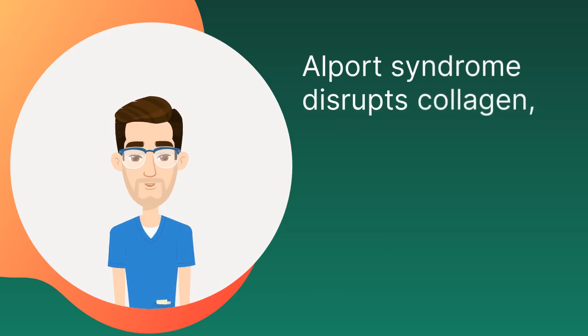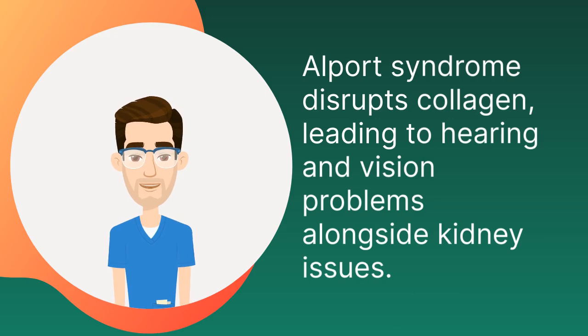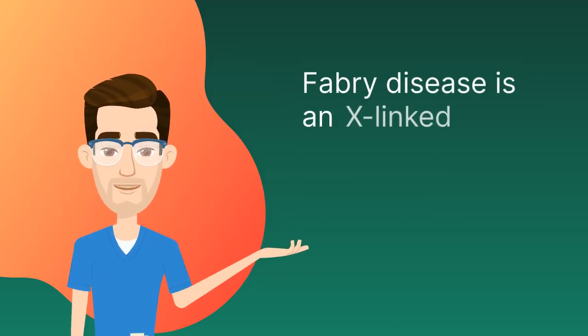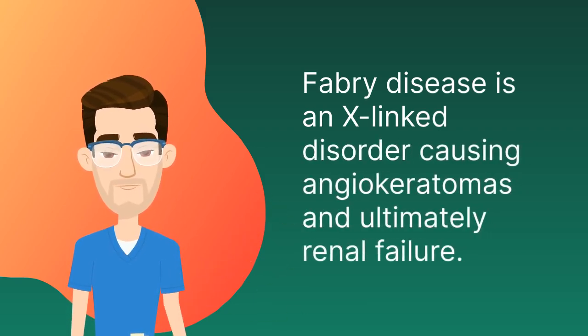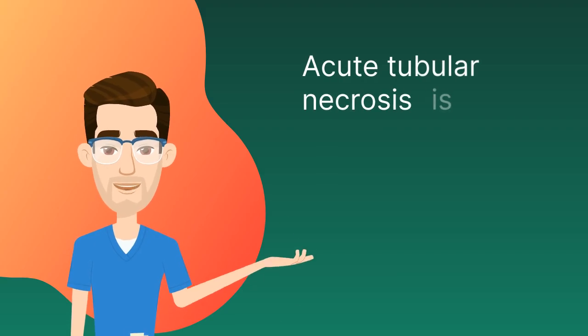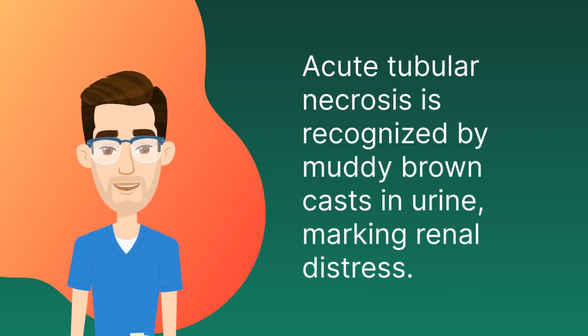Alport syndrome disrupts collagen, leading to hearing and vision problems alongside kidney issues. Fabry disease is an X-linked disorder causing angiokeratomas and ultimately renal failure. Acute tubular necrosis is recognized by muddy brown casts in urine, marking renal distress.